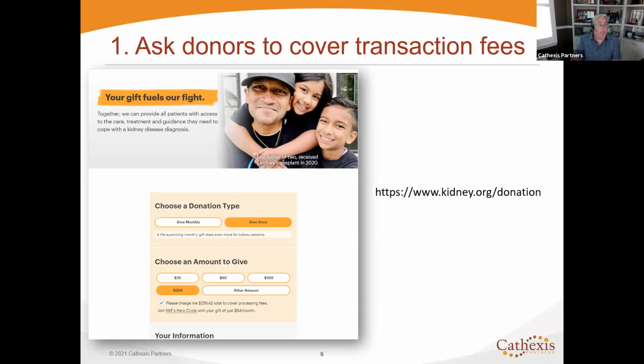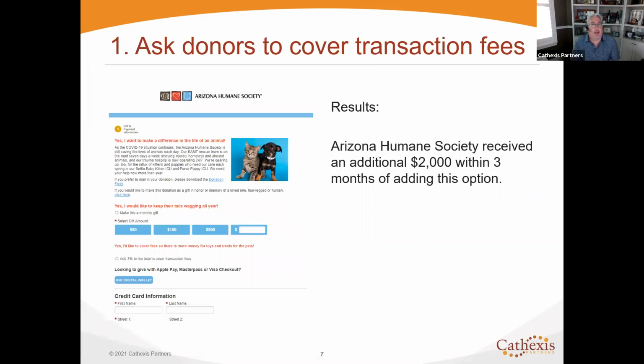Let me give you one more example. Here's Arizona Humane Society. We helped set this up on their donation form, and they put it in. They actually said add 3% to the total to cover transaction fees, and then when you go through to the final review step, it shows the total there. So it's not about trying to, obviously, falsify or hide anything. You're being very upfront and transparent about the total cost, but just that extra ask.